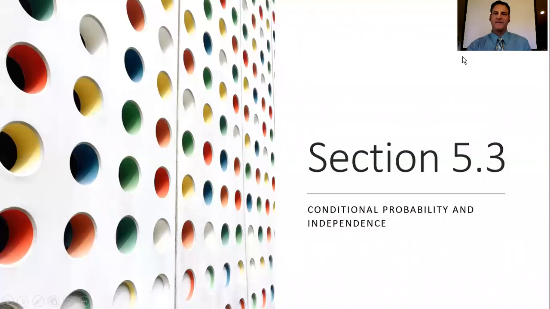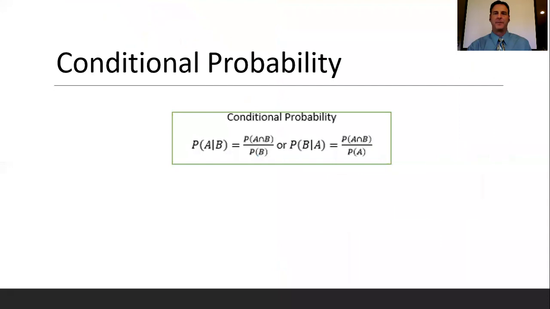All right, this is section 5.3 AP Statistics. We have conditional probability and independence. I think I've only got 7 slides. This may go faster than some.